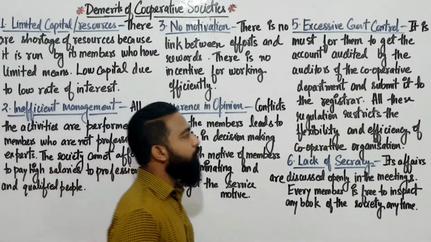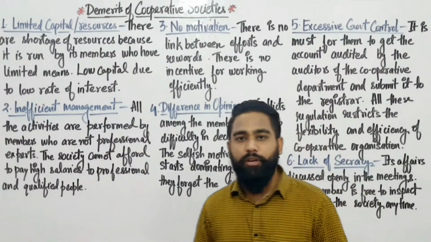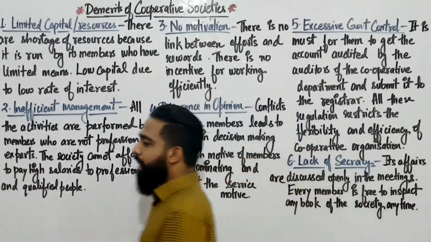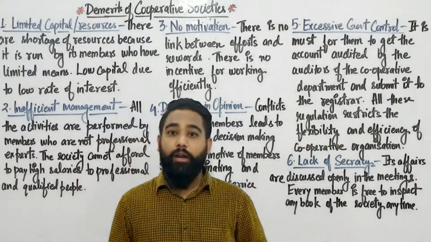These are your six limitations of the cooperative society. I hope you have understood each and every point. I want you to take a screenshot so that you can complete your notes. Make sure to take a very neat and clean screenshot so that you can complete your notes by today only.